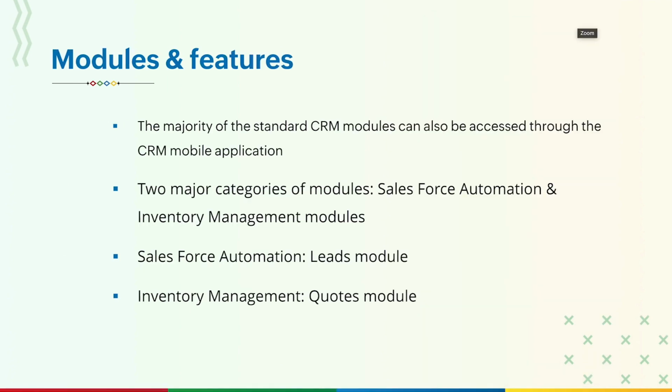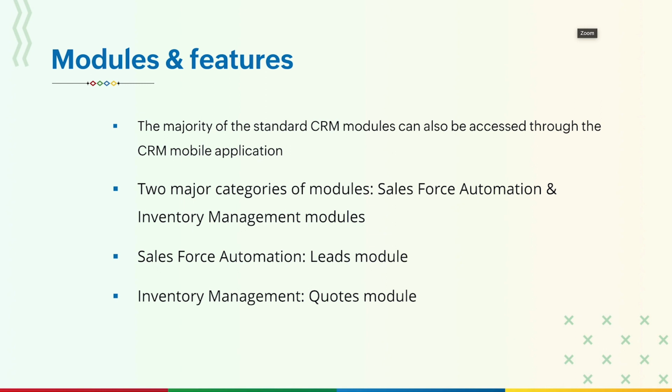Modules and features. The majority of the system-defined modules available on the CRM website are supported on the CRM mobile app as well. In the iOS version of the CRM mobile app, you can navigate to the modules listing screen by tapping the more icon available at the bottom right of the screen. Whereas on the counterpart Android, you can move to the modules listing screen by tapping the hamburger icon available at the top left of the screen.